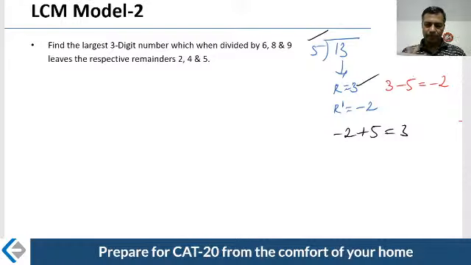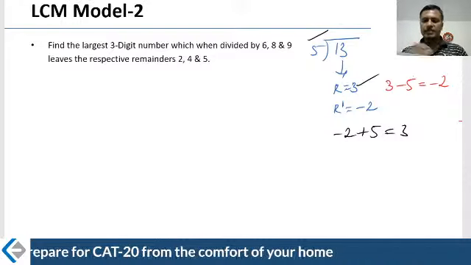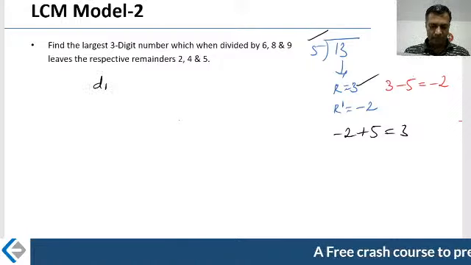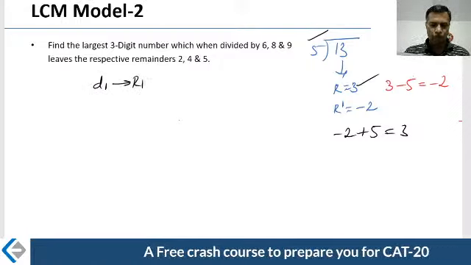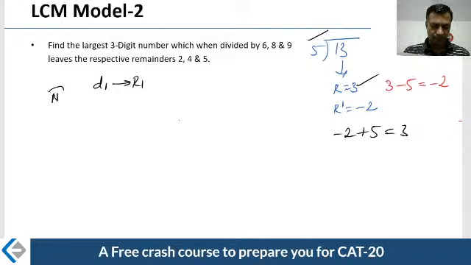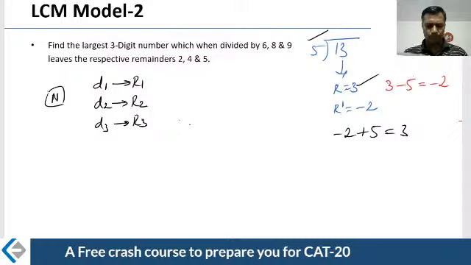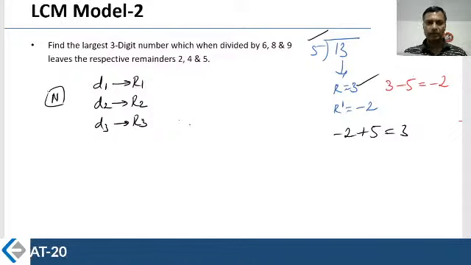If the first model fails, try the second model. What is the second model? Now listen to me. When it is divided by D1, remainder is R1. Assume the information is given like this. There is a number. When divided by D1, gives R1 as the remainder. When divided by D2, gives R2 as the remainder. When divided by D3, gives R3 as the remainder. And so on. It does not matter how many numbers.